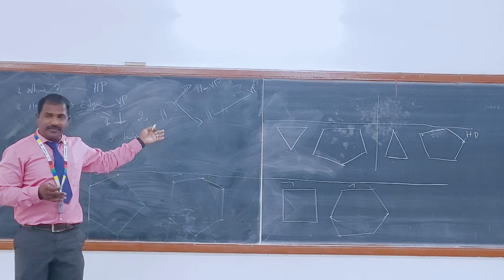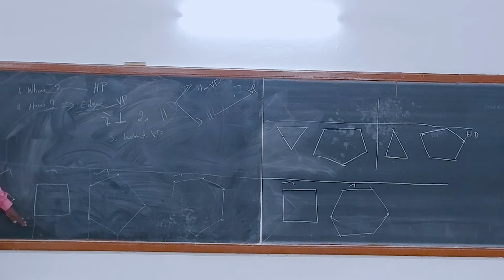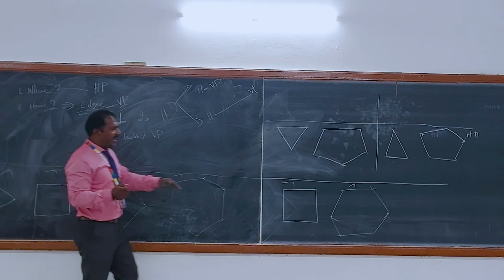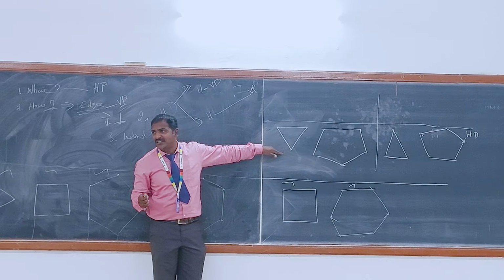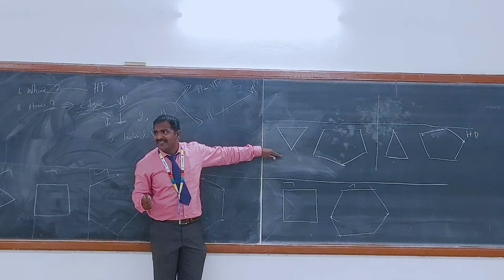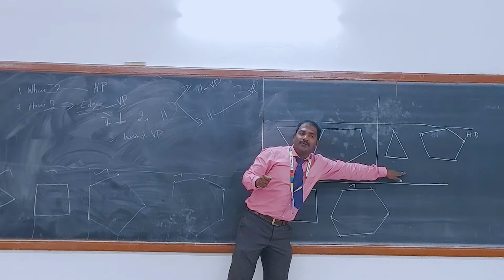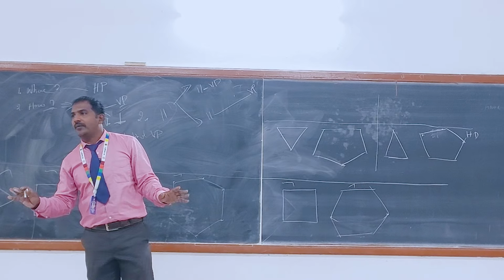Correct? Any doubts here? So this is the base edge perpendicular to VP. This is the base edge parallel to VP. This is the base edge parallel and nearer to VP. This is parallel and far away from VP. Prism, pyramid, anything, the rules are common.